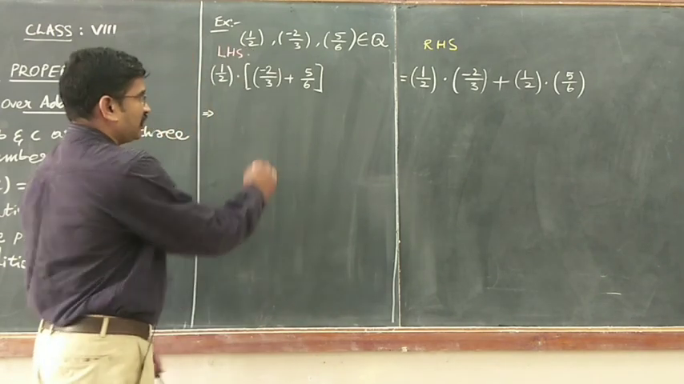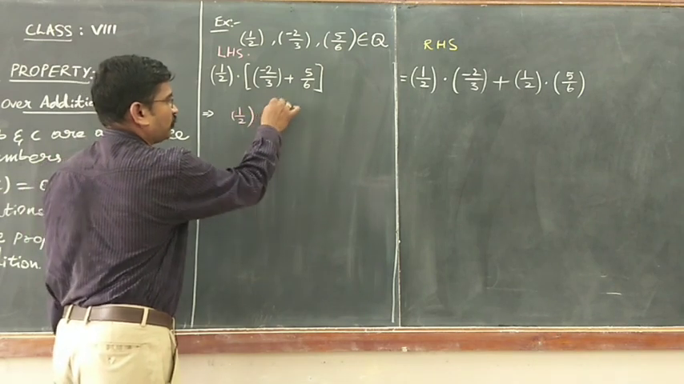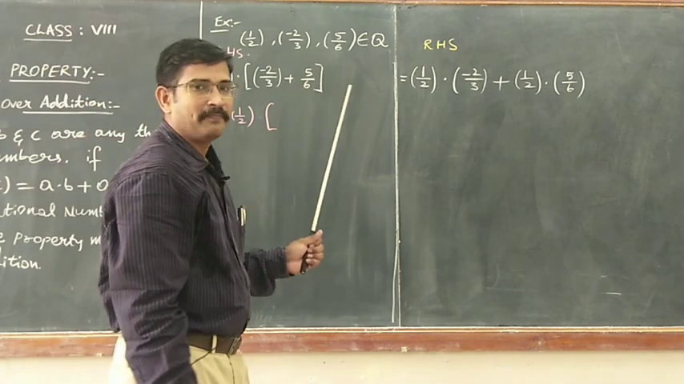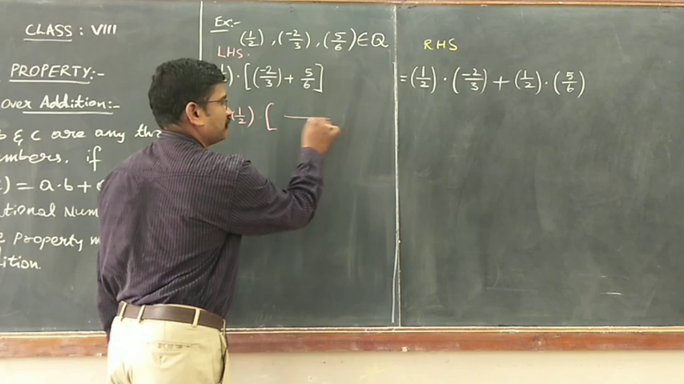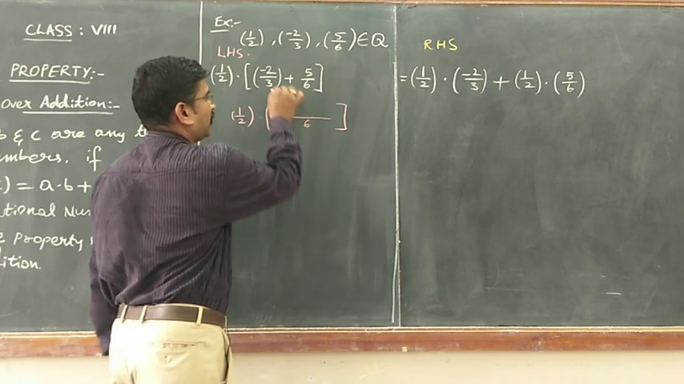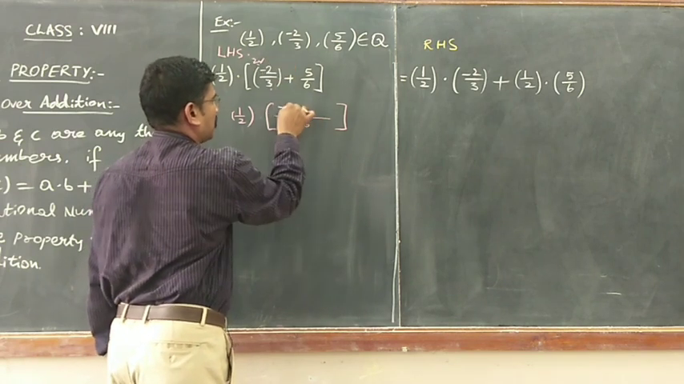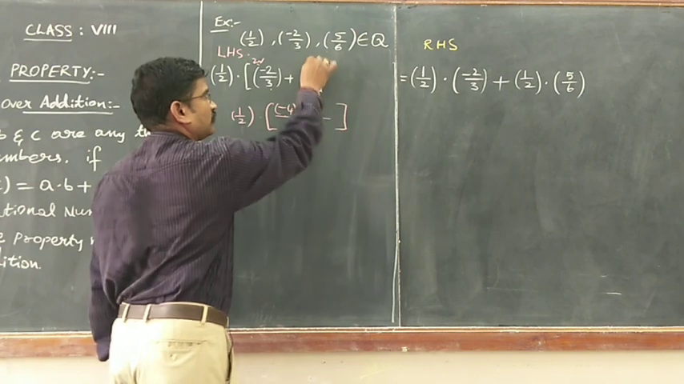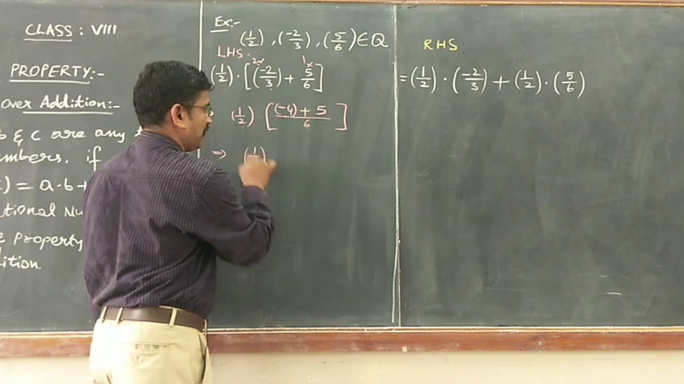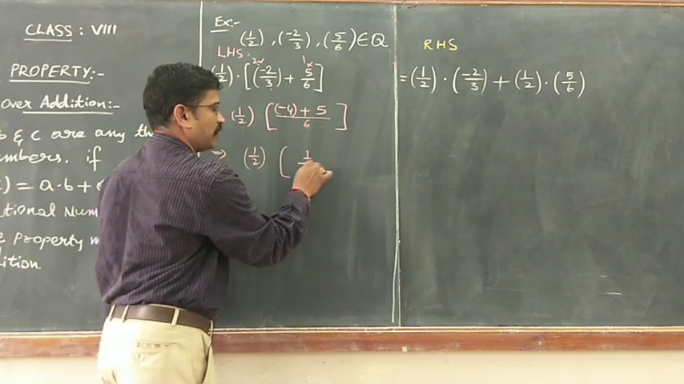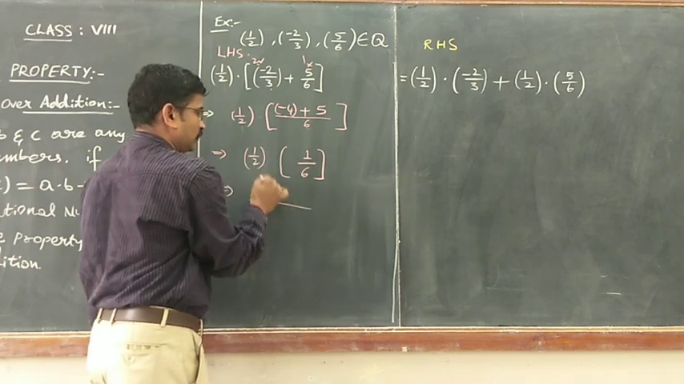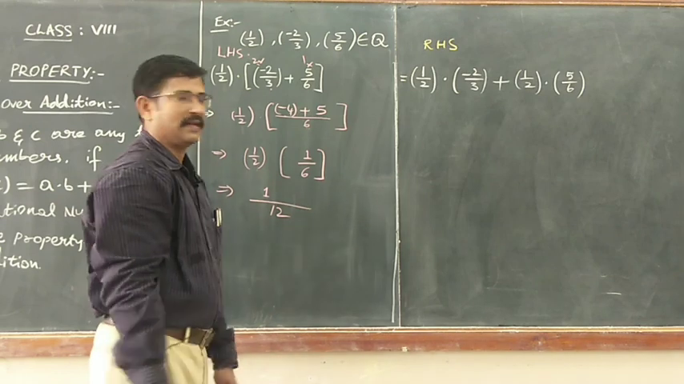First one, see here, half multiplied to the sum of minus 2 by 3 and 5 by 6. If I want to find this, then I should take the LCM. You know how to add rational numbers. 3 sixes are 6, 2 times minus 2 is minus 4, 6 ones are 6, 5 ones are 5. So half multiplied by 1 upon 6 gives, 1 ones are 1 upon 2 sixes are 12.